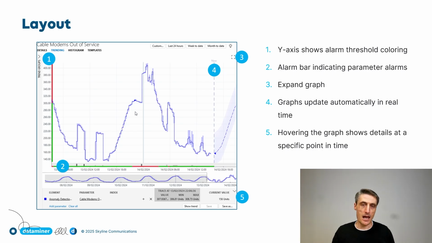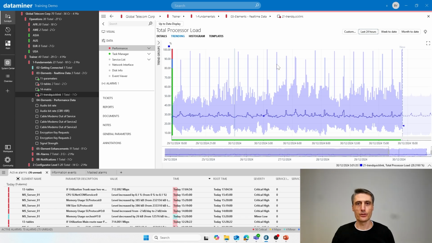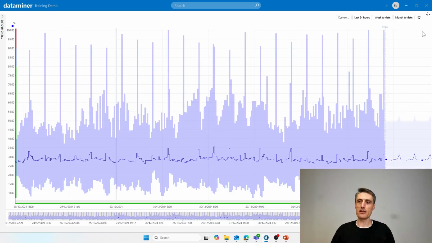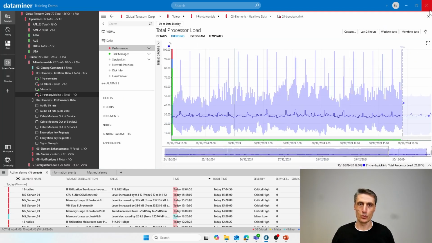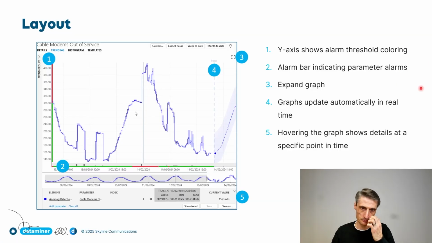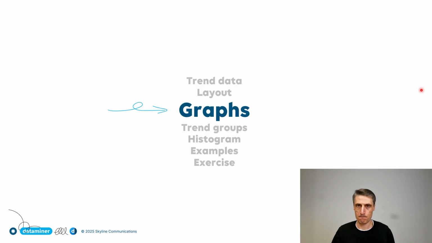There's also the expand graph option. I already showed it on a table. If you have a table, you can expand it. Also here, you can expand it if you want to take it a little bit bigger and use the full screen real estate to work with this trend graph. You have that expand button to use all of your monitor screen to look at all the details of the trend graph. Okay, so that's about the layout and the things I wanted to mention here.